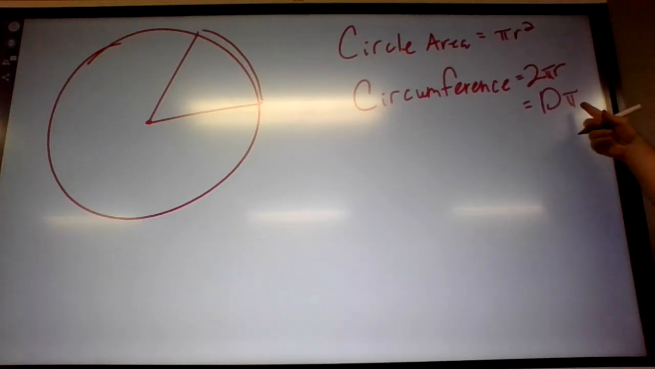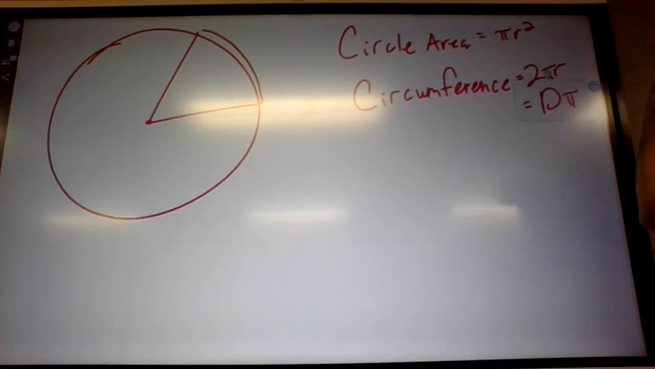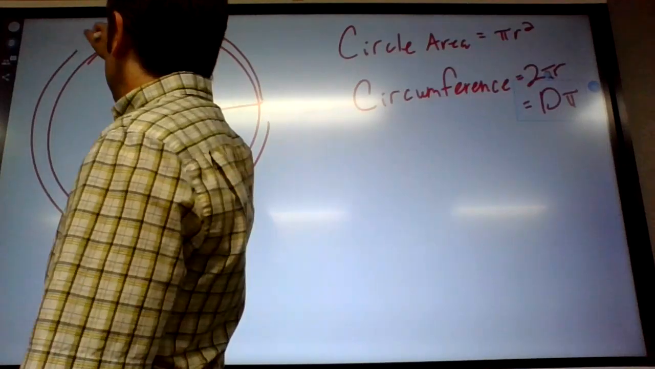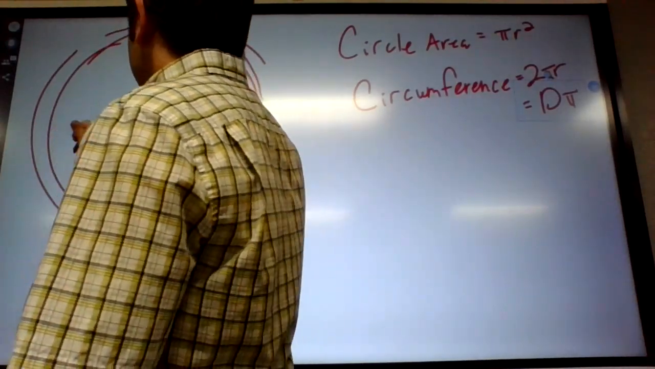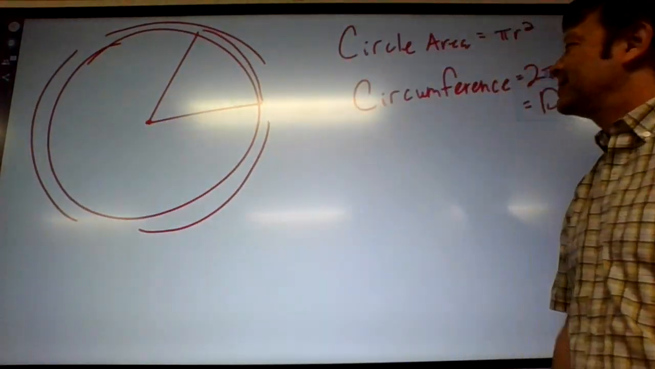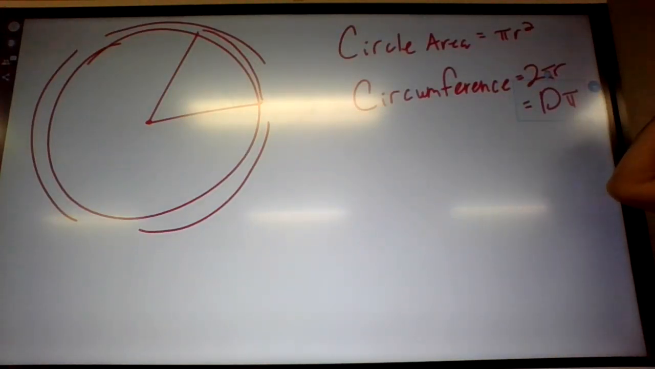This is where pi came from, by the way. They figured out that no matter what size the circle is, it takes a little bit more than 3 diameters to wrap around. So, like 1, 2, 3. You guys remember a diameter goes all the way across. It takes pi diameters to wrap around. So the circumference of a circle is diameter times pi.